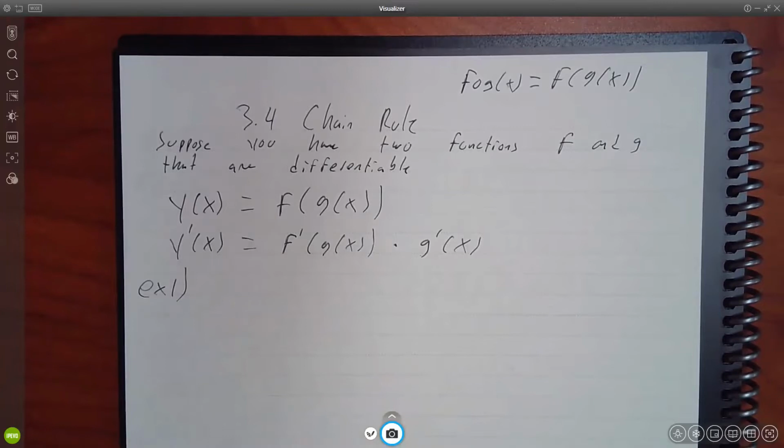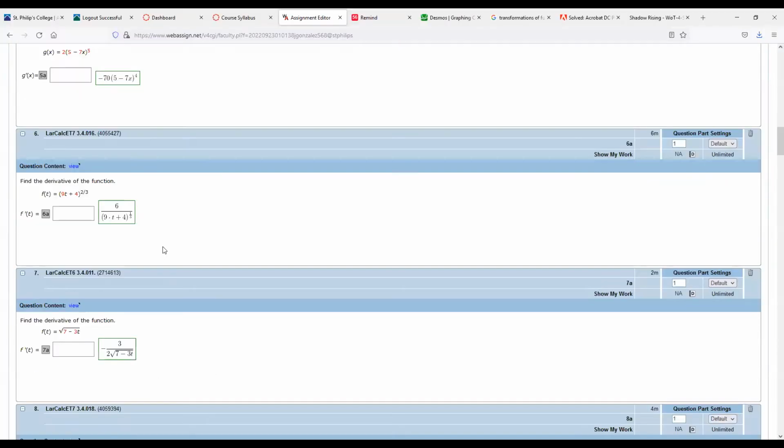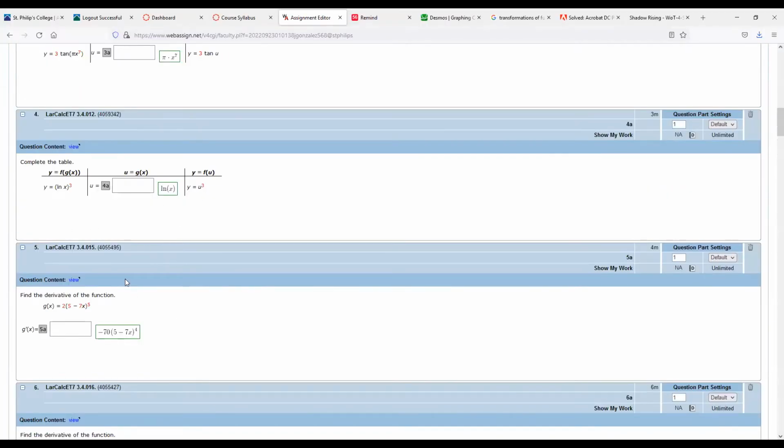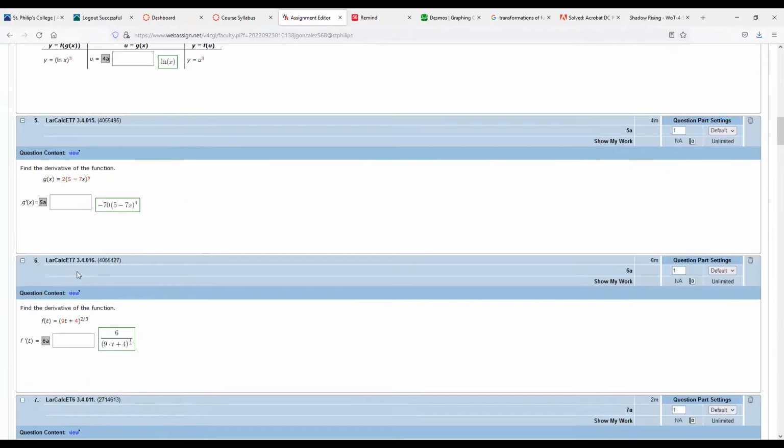Now, these top questions are conceptual. I'll let you deal with this. Number 5 and 6 is where you start doing the composite stuff. So you need to identify, looking at this, what is the inner function, right? What is the outer? Okay. So I'm going to relabel this.